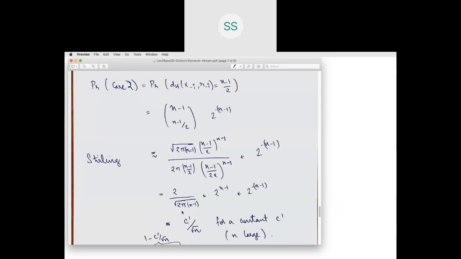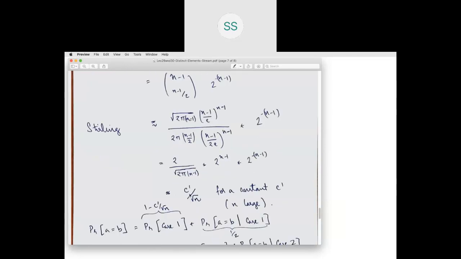So square root of 2 pi is 6.28. So square root of 2 pi is something bigger than 2. So c dash is going to be some number smaller than 1, but it doesn't matter that it is smaller than 1. So it's c dash divided by square root n for some constant c dash. We use n is large because I don't want to write n minus 1, so I'm just approximating with square root n. You may be wondering why I took care of the square root 2 pi n here, and in all our previous binomial coefficients we did not retain this.